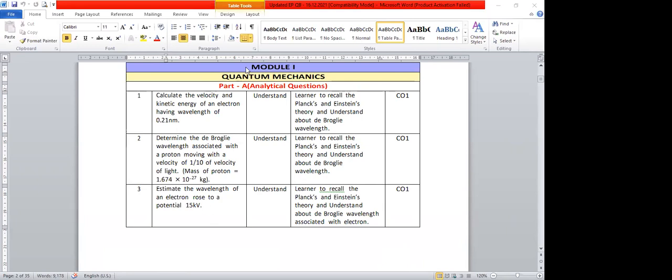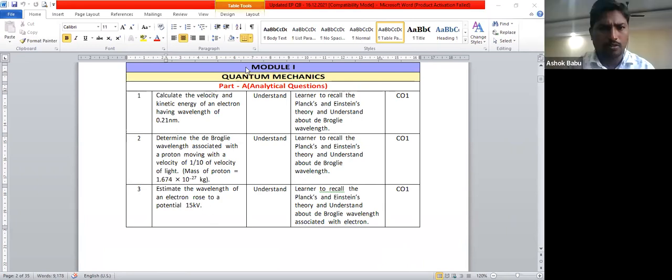Okay. Now coming to module 1, it is necessary to discuss the analytical questions. Anyway, I am going to discuss the problems from module 1. So first thing is: calculate the velocity and kinetic energy of the electron having a wavelength of 0.21 nanometers. Before that, I will repeat the formulas which we use to solve the problems from module 1.